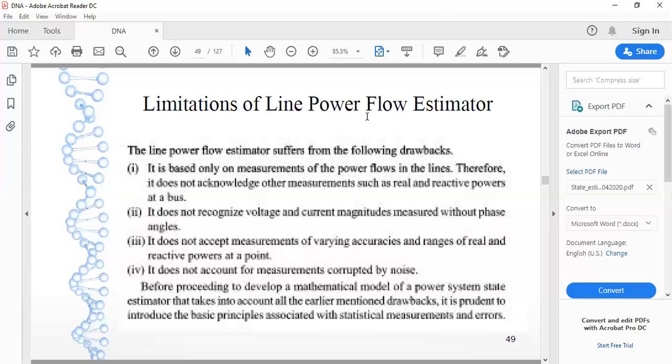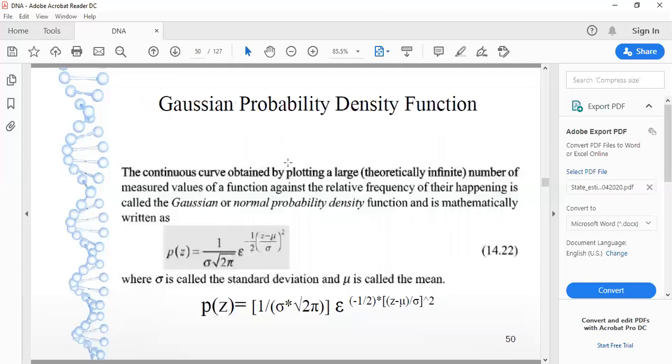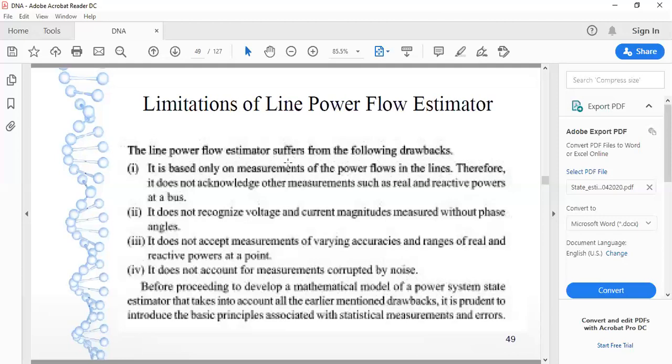In my next session, we will discuss how bad data can be detected or identified, and how that can be solved. As well as we will discuss the Gaussian probability curves and everything. And at the last, we will calculate this power flow estimation by using a Jacobian matrix.